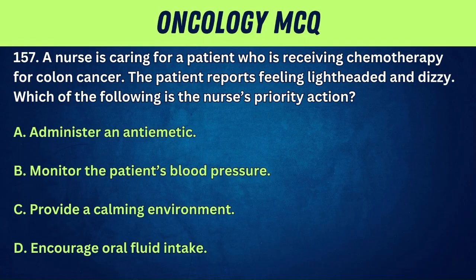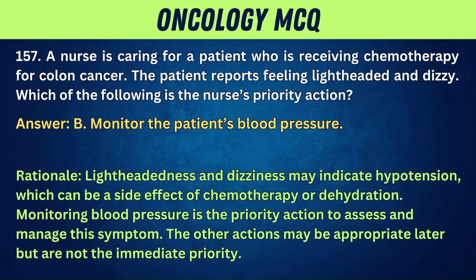157. A nurse is caring for a patient who is receiving chemotherapy for colon cancer. The patient reports feeling lightheaded and dizzy. Which of the following is the nurse's priority action? A. Administer an antiemetic. B. Monitor the patient's blood pressure. C. Provide a calming environment. D. Encourage oral fluid intake. Answer: B. Monitor the patient's blood pressure.